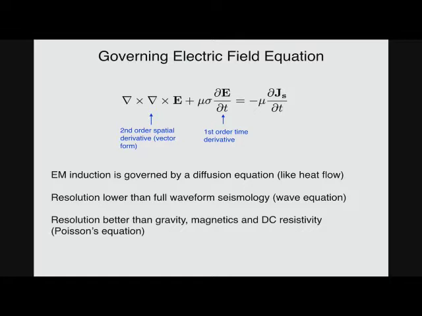What that means in terms of resolution is that it's not a wave equation method like seismology, or in particular full waveform seismology. So we don't have as high a resolution as you would get from a full waveform seismic method, but the resolution is much better than gravity and magnetics or DC resistivity, because those methods are governed by Poisson's equation, where you would have no time derivative here. That would just be equal to 0. So having this first order time derivative helps with the resolution of EM methods.